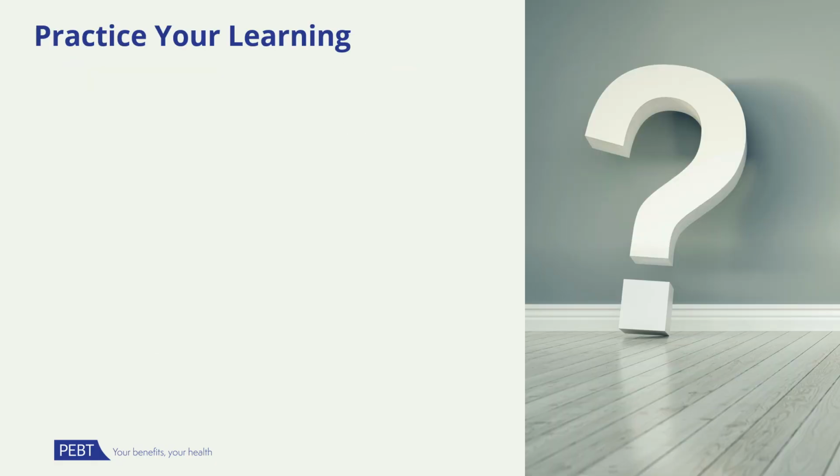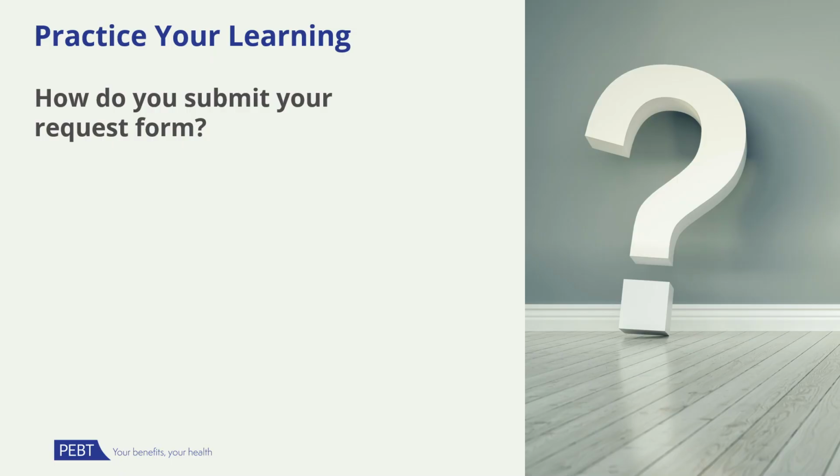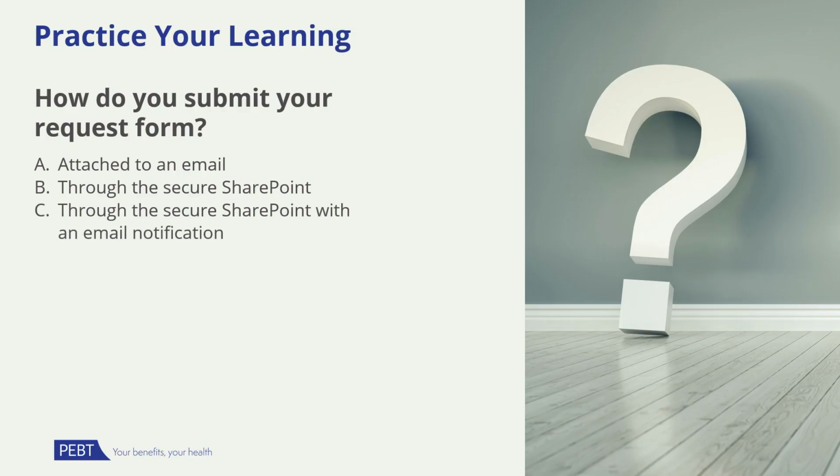Let's check in on your learning. How do you submit your request form? A. Attached to an email. B. Through the secure SharePoint. Or C. Through the secure SharePoint with an email notification. The answer is C. Through the secure SharePoint with an email notification. It is done this way to protect the privacy of the employee.